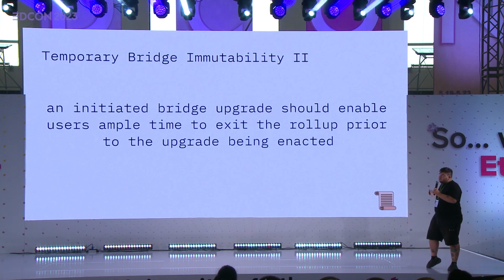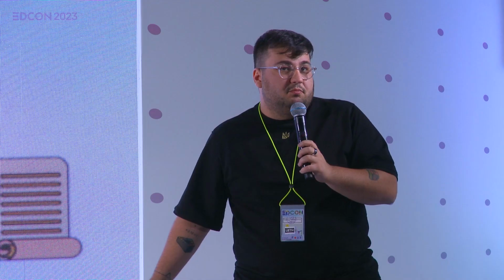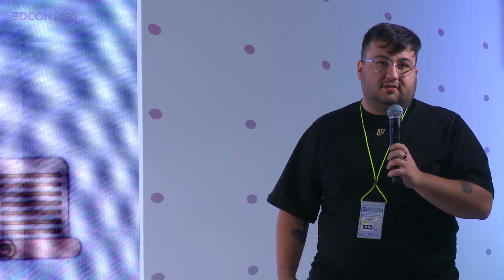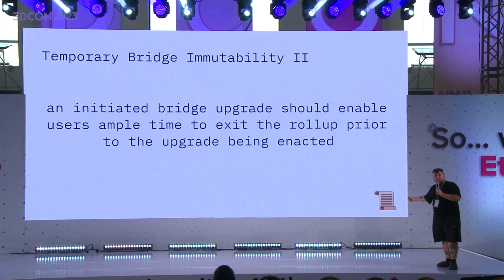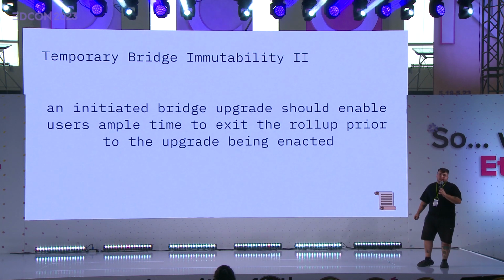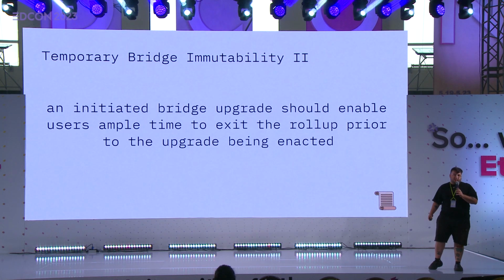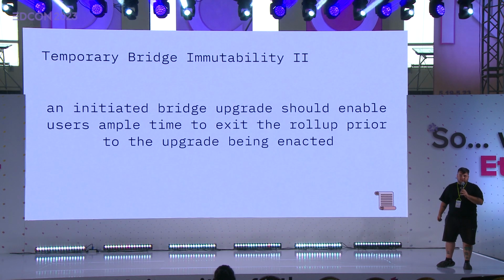And we need to make sure that for the user who doesn't agree with the upgrade, for example, if there's malicious code being injected, like what happened with Tornado Cash the other day, there's always a way for that user to exit prior to that change being enacted. So Vitalik in his article defines the time required as 28 days. I usually say it's around a month. So let's say 4 weeks is more than enough for the majority of the users to exit if something is wrong with the upgrade.